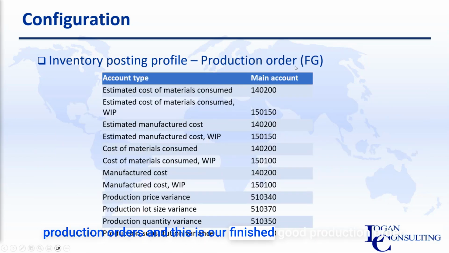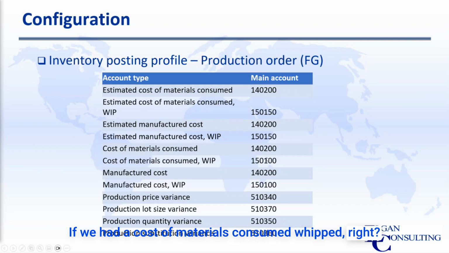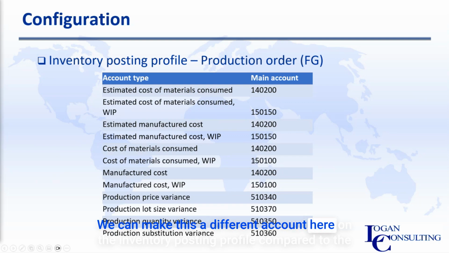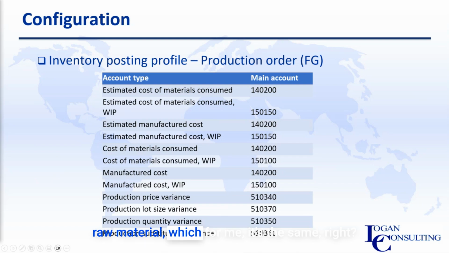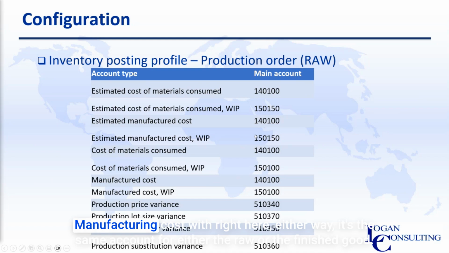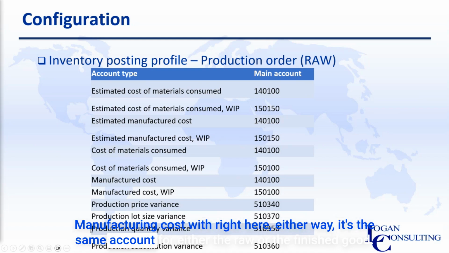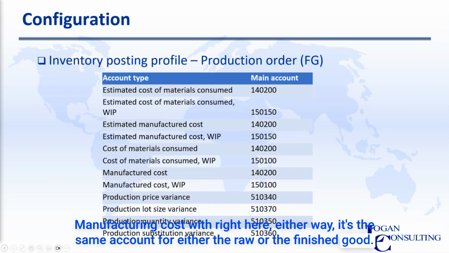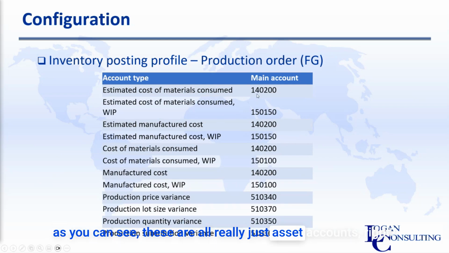Moving on, production order. So this is our finished good production order. If we had a cost of materials consumed, WIP, right, we can make this a different account here on the inventory posting profile compared to the raw material, which for me it's the same, right? I have this 150-100, or sorry, I think it's actually this estimated cost of manufacturing cost WIP right here. Either way, it's the same account for either the raw or the finished good. As you can see, these are all really just asset accounts, right?